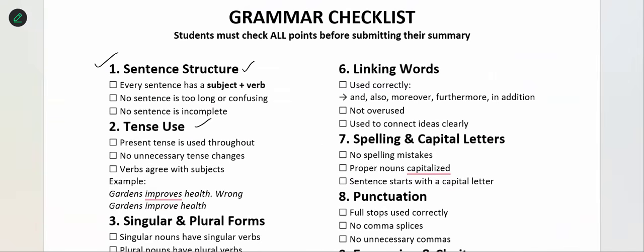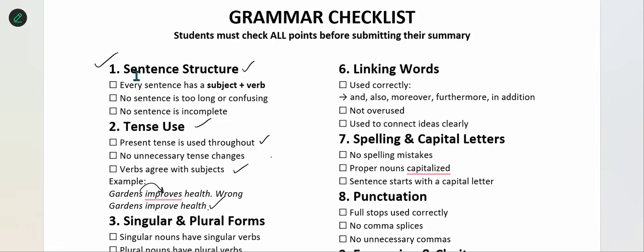Number two, tense use. Very, very important. Present tense is used throughout. No unnecessary tense changes. And verbs agree with the subject. Example, gardens improves is wrong. It should be gardens improve health, full stop.